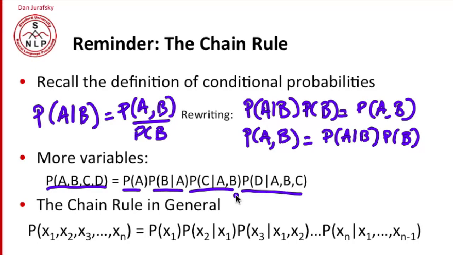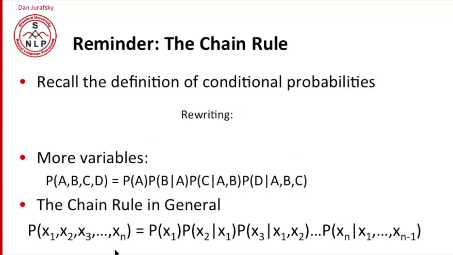In a more general form of the chain rule, the joint probability of any sequence of variables is the first times the conditional of the second on the first times the third conditioned on the first two, up until the last conditioned on the first n minus 1. All right, the chain rule.